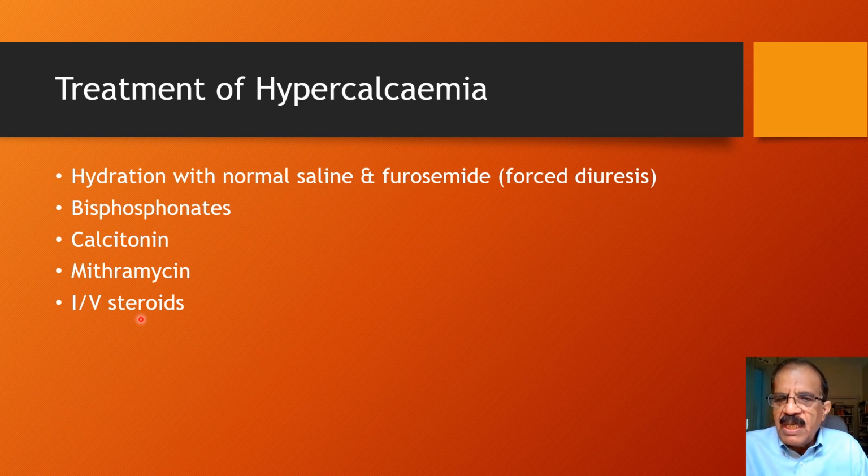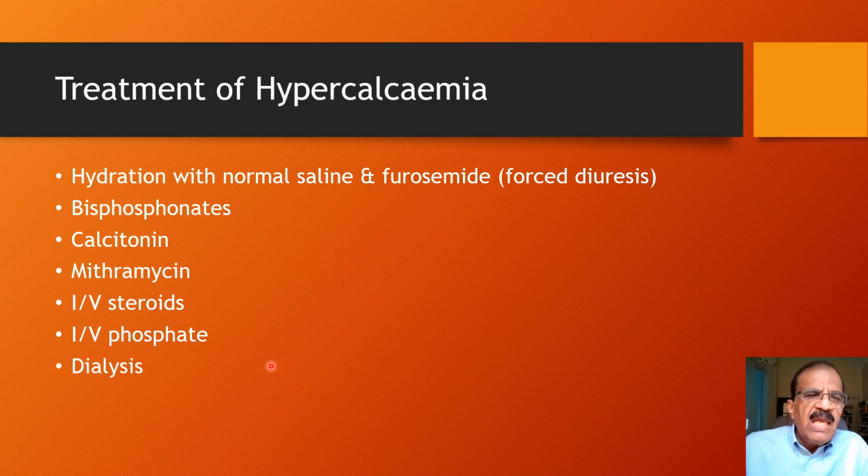IV steroids, again, steroid can have an immediate but temporary role. IV phosphates are known to be very effective because phosphate will bind to calcium, and calcium phosphate will deposit somewhere in the body and calcium level will be reduced, and this can bring down calcium precipitously. So one has to be very careful about IV phosphate infusion.